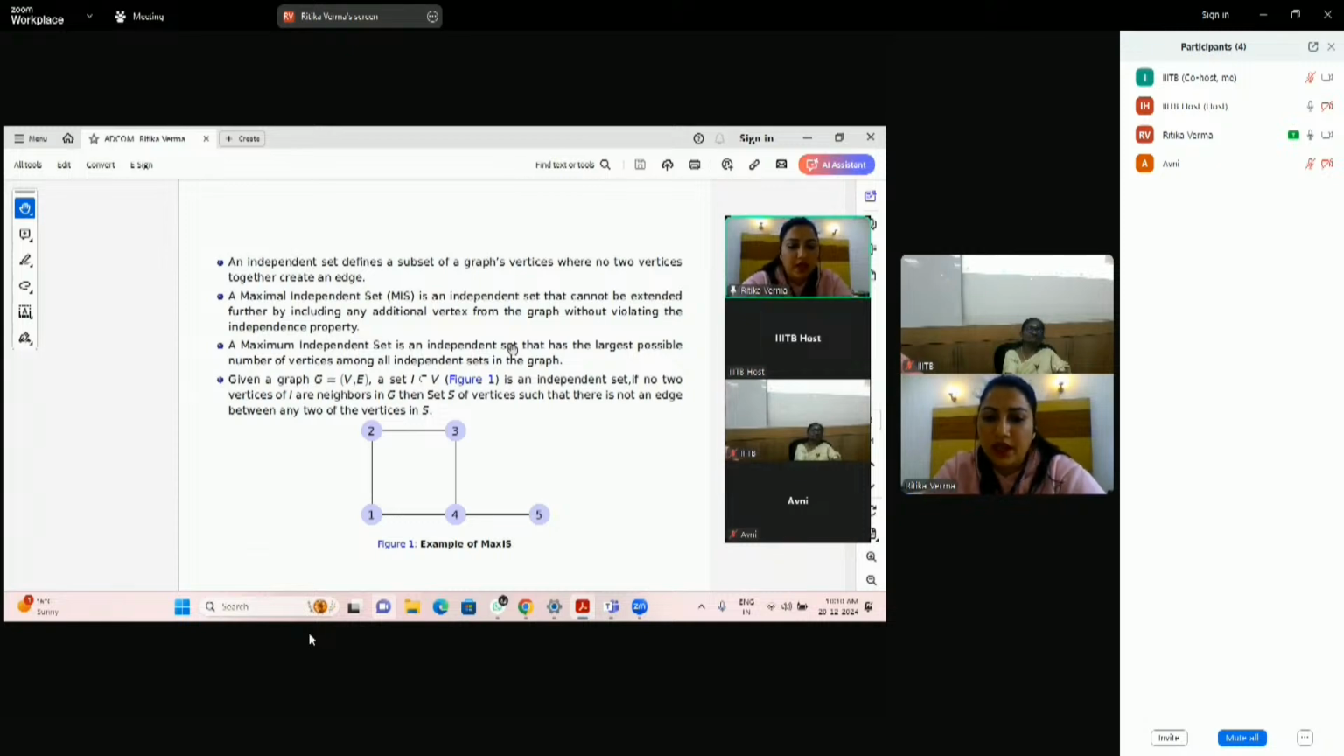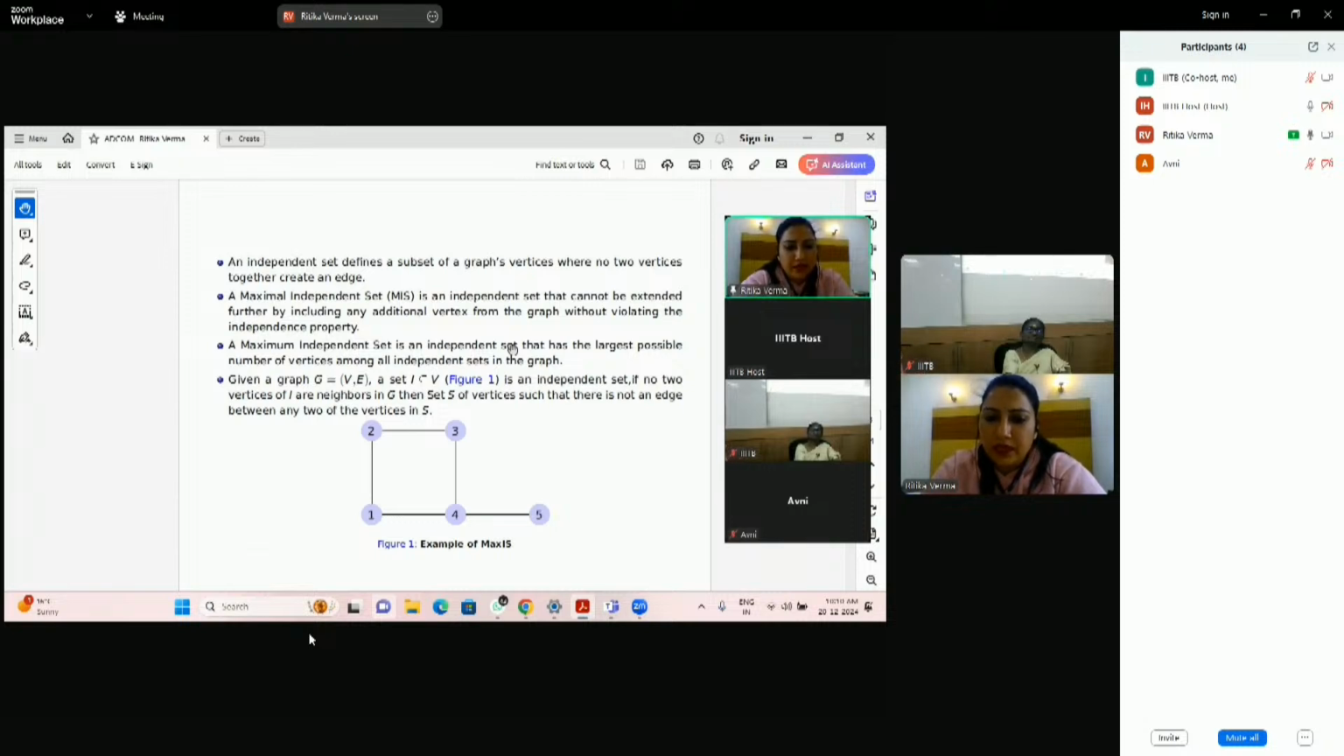Similarly, for node 3, our maximal independent set is 1, 3, 5. For node 2, the maximal independent set is 2 and 4. And similarly for node 5, the maximal independent set is 1, 3, 5, or 2 and 5. So the maximal independent sets in this graph are 1, 3, 5, 2 and 4, and 2 and 5.